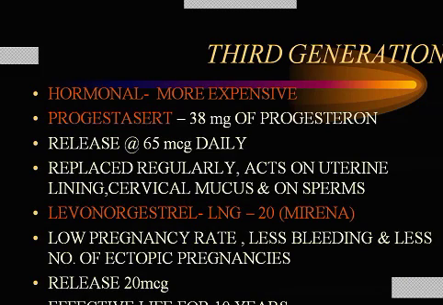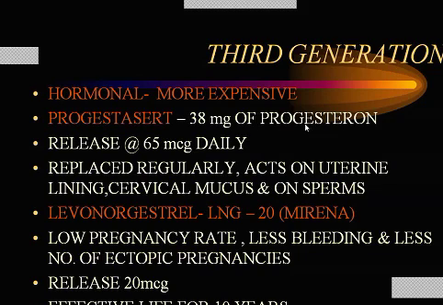Next is the third generation. Third generation means if hormone is added to the device, then it is called third generation or hormonal IUD. The disadvantage is that, although it is very effective, it is more expensive. So this is available in two forms.